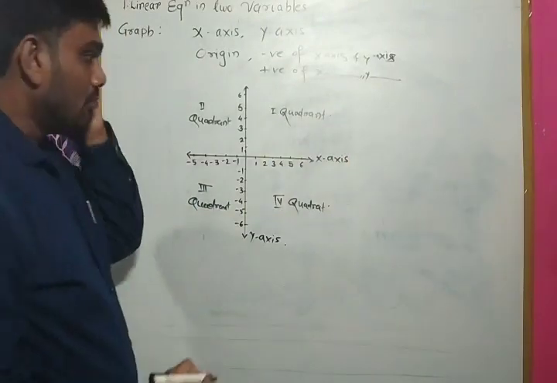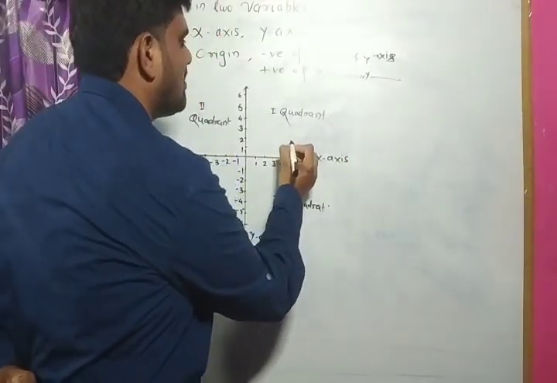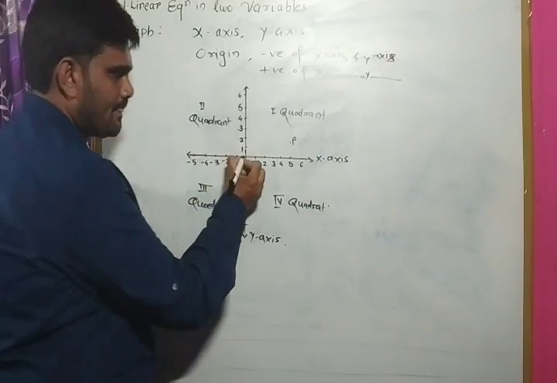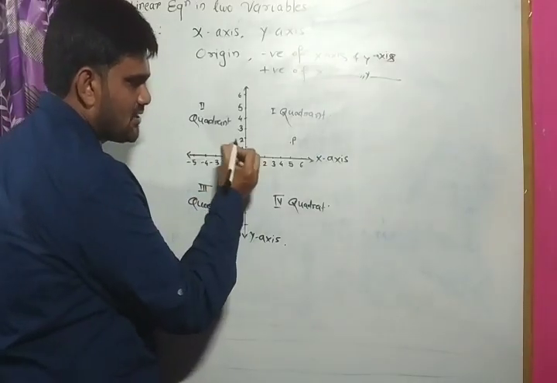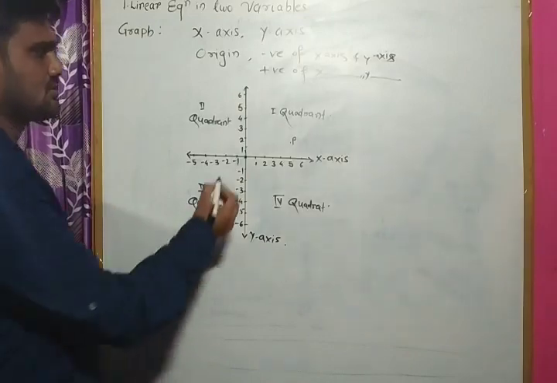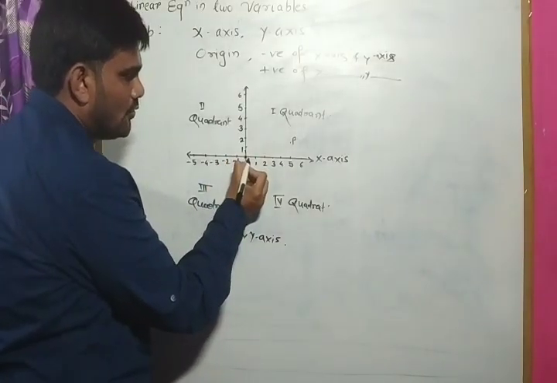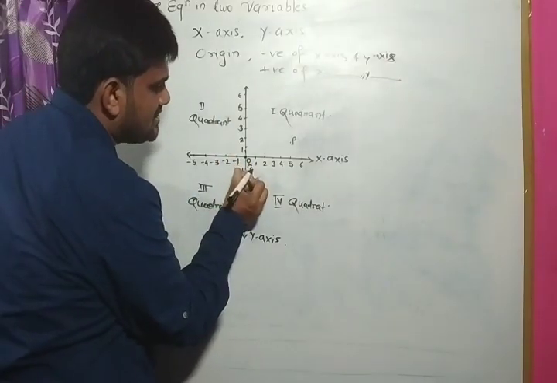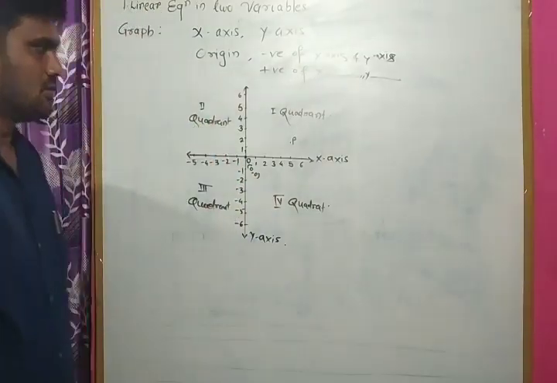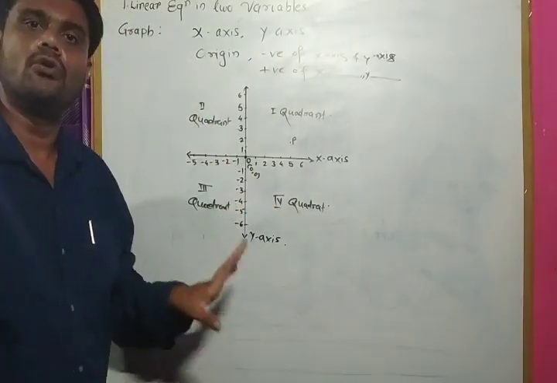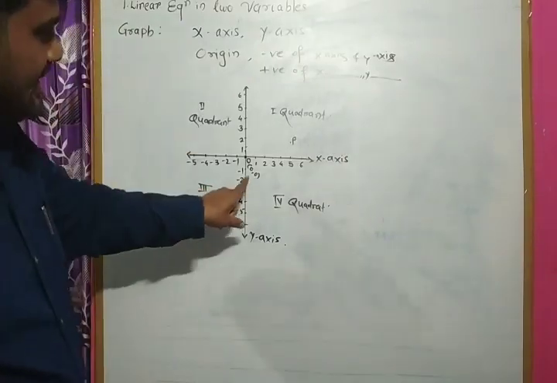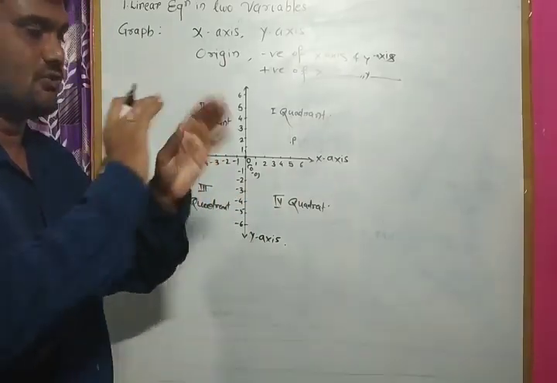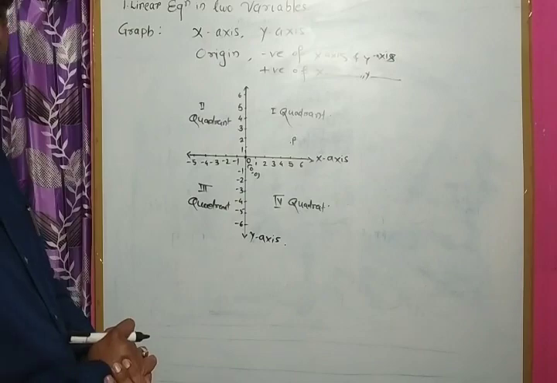Okay, friends. Now, before we see where point P is located, this is called the origin of the axis. We denote it as O, and its coordinates are 0, 0. The coordinate of the origin is always 0, 0. It means its x coordinate is 0 and its y coordinate is also 0. I hope you all understand very well.